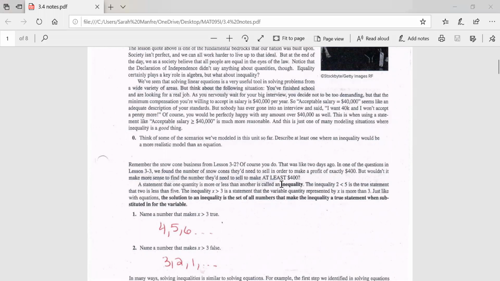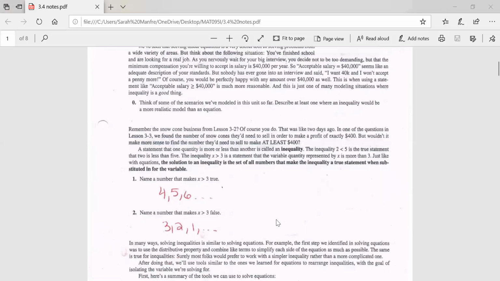An inequality, so it's right here. Here's the definition of inequality. It means two things that are not equal. So for example, 2 is less than 5 is a true statement. The inequality x is greater than 3 is a statement that shows that x is more than 3. So what numbers are more than 3? 4, 5, 6, 7, 8. Those are just some things to think about. A solution to an inequality is a set of numbers that makes the inequality a true statement when you substitute in for the variable.